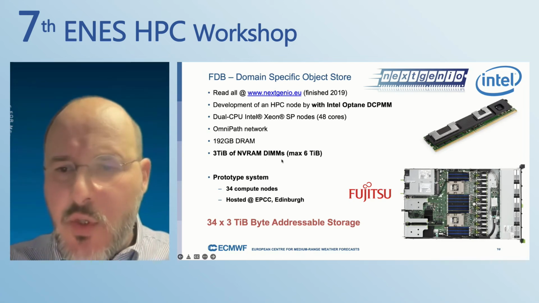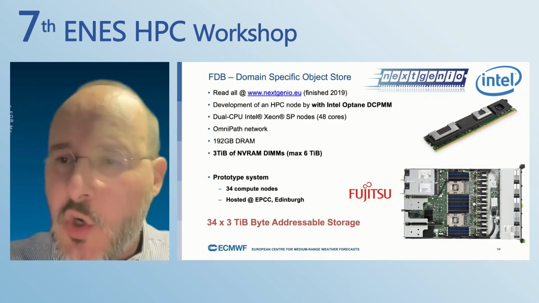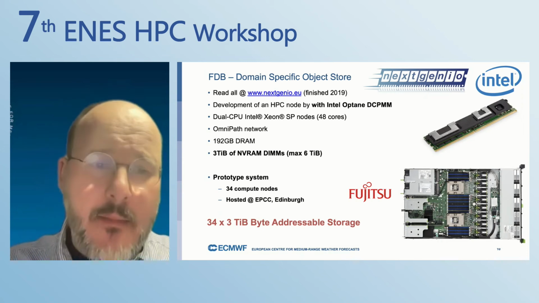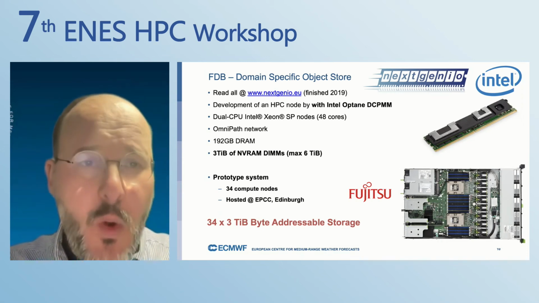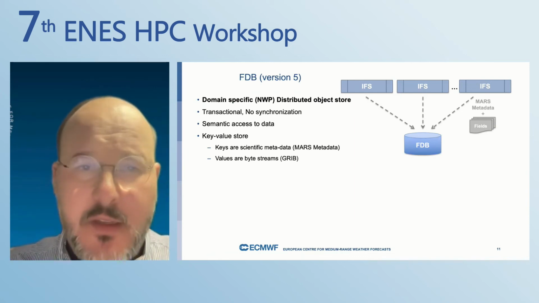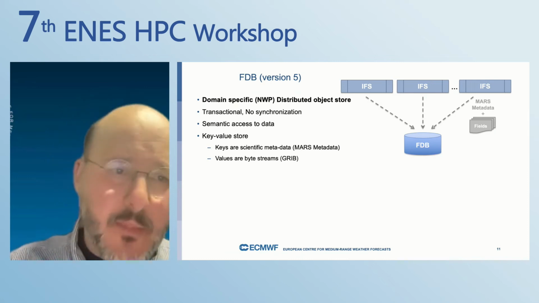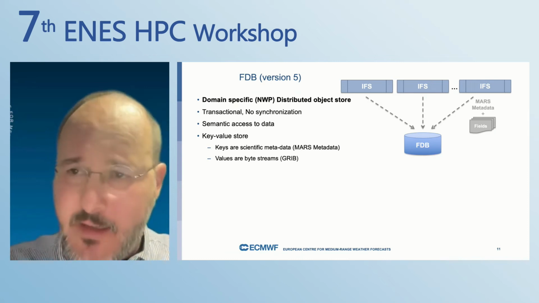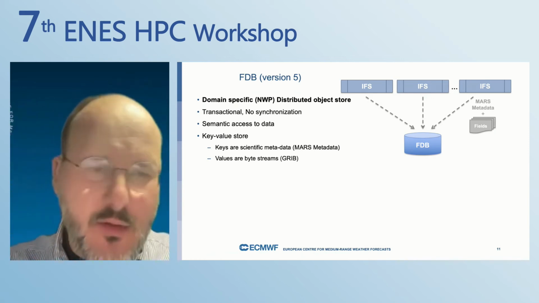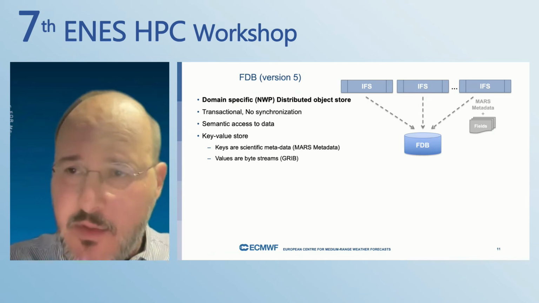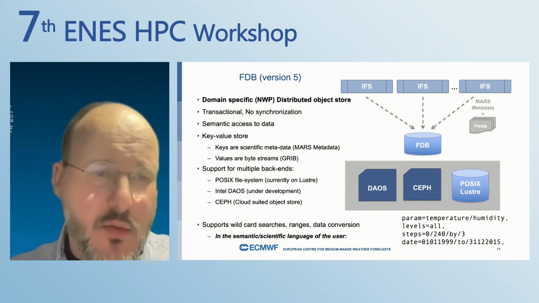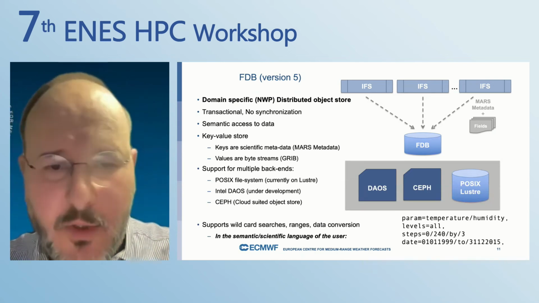And we used these nodes to demonstrate that our object store could use these novel storage class memories to scale well with our forecasting system. So we developed this FDB. It's basically a domain-specific distributed object store, transactional, with no synchronization. It's a key-value store where the keys are the scientific data descriptors. So you use keys like 'get me temperature', rather than providing some weird object ID that humans can't read. Values are the byte stream, so the values are what the data is. And it supports multiple backends. We also created the POSIX backend, because that's what we run today in operations.